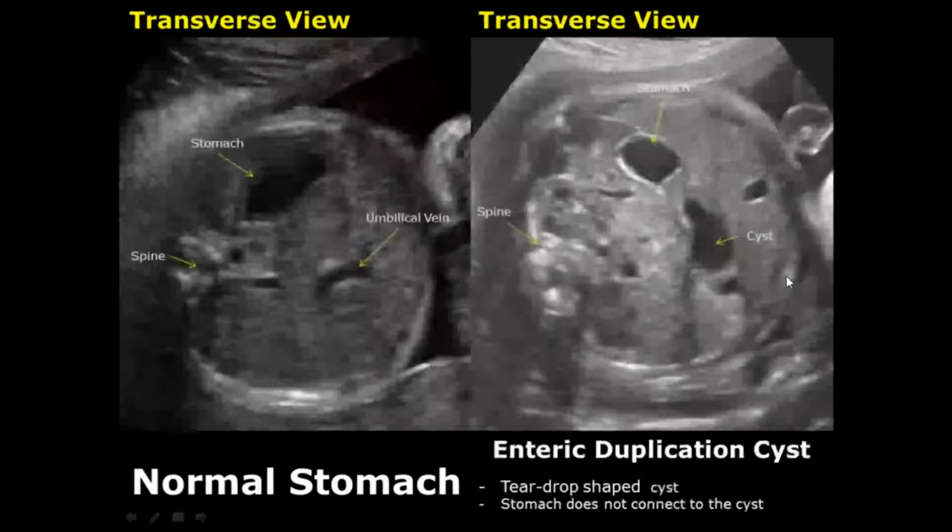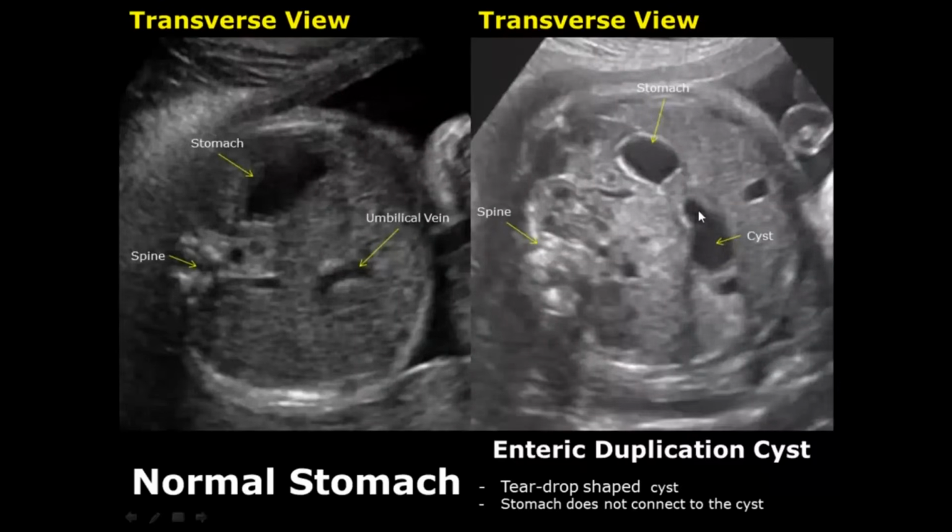An enteric duplication cyst may resemble a double bubble sign of duodenal atresia, but there is one distinguishing feature, that is the stomach will not connect with the cyst, whereas it will connect with the duodenum, and also the cyst may be teardrop shaped.